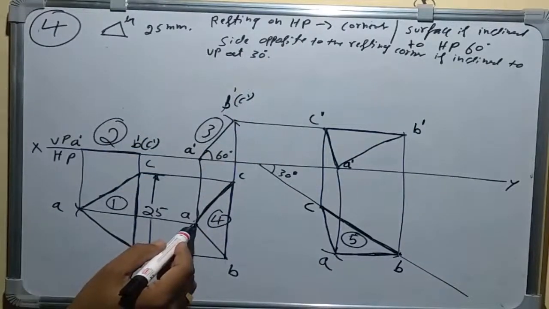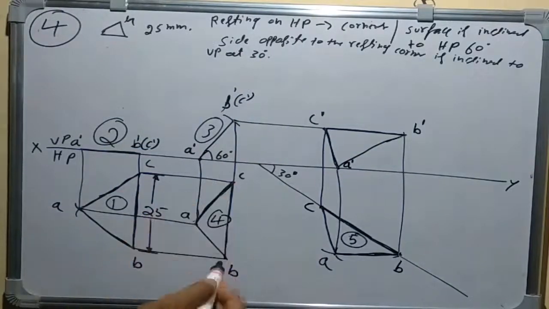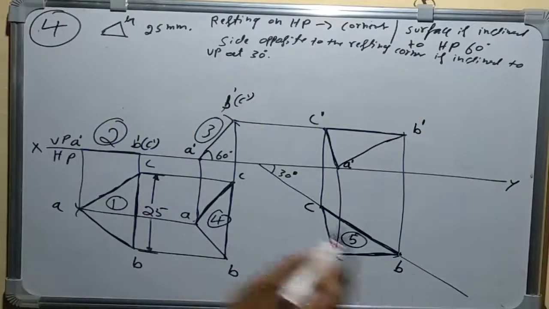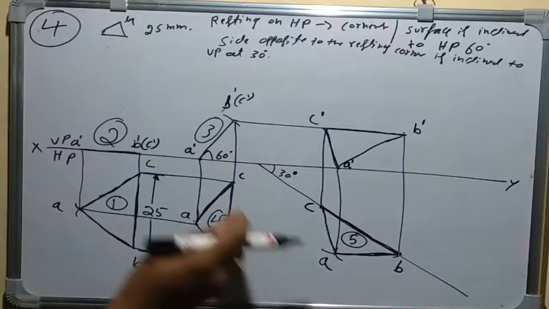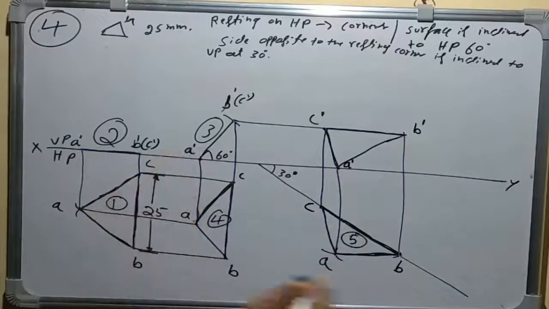And next, in third step, we need to make the side opposite to the resting corner. Here the resting corner is A, the opposite side is BC. The BC is inclined to VP at 30 degree. So we need to make the BC 30 degree line first. On that 30 degree line, we need to keep this BC, and we placed it here.